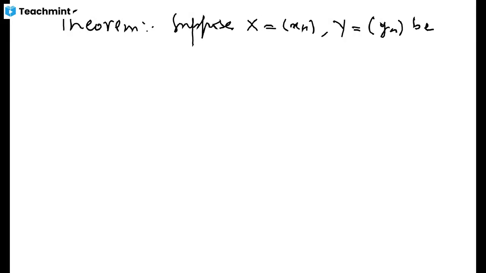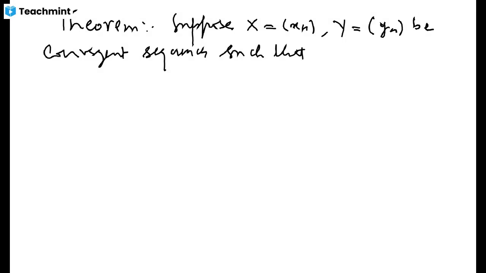which states that suppose we have sequences. Let us take two convergent sequences such that we have this sequence xn converging to a limit x and sequence yn converging to y. Then we have the following.